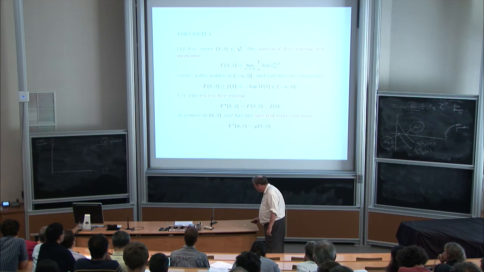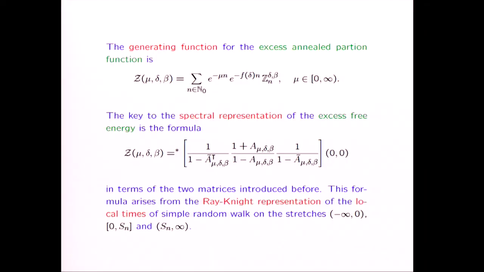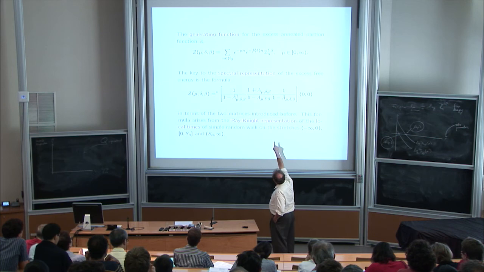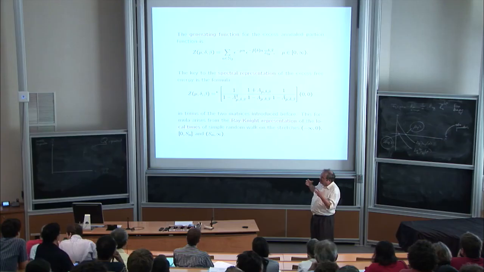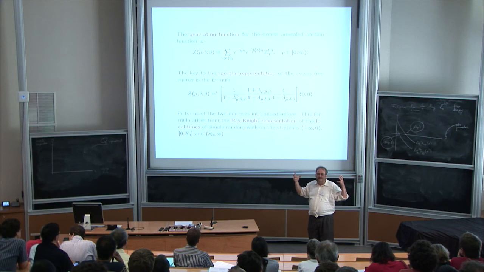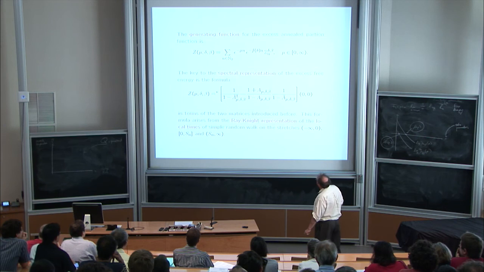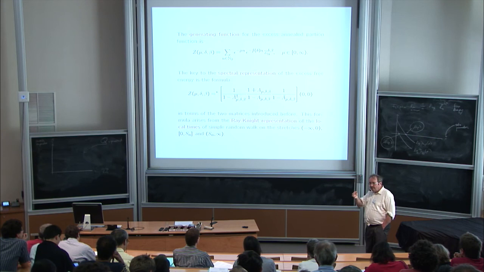Now, how does this story come about? The reason it comes about is that we are able to get a representation for the generating function of my partition sums. And so if I take my annealed partition sum over there, it depends on the length n of the polymer and the parameters delta beta, I multiply it by e to the minus f delta beta so that the combination of the last terms is what I would call the excess annealed partition function, because I'm taking off the part that corresponds to the lower bound, and I put this into a generating function. So the mu plays the role of the parameter in a generating function for our partition sum.